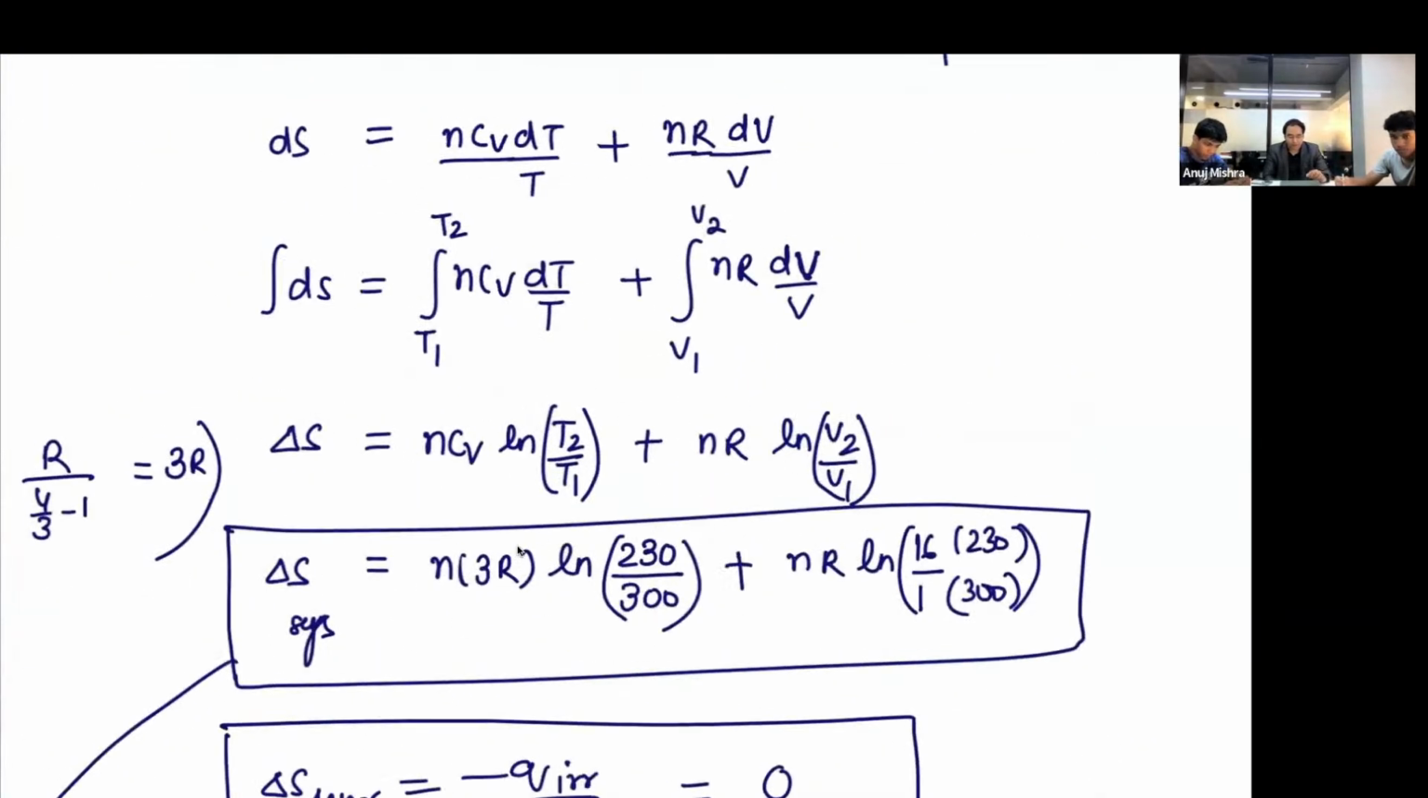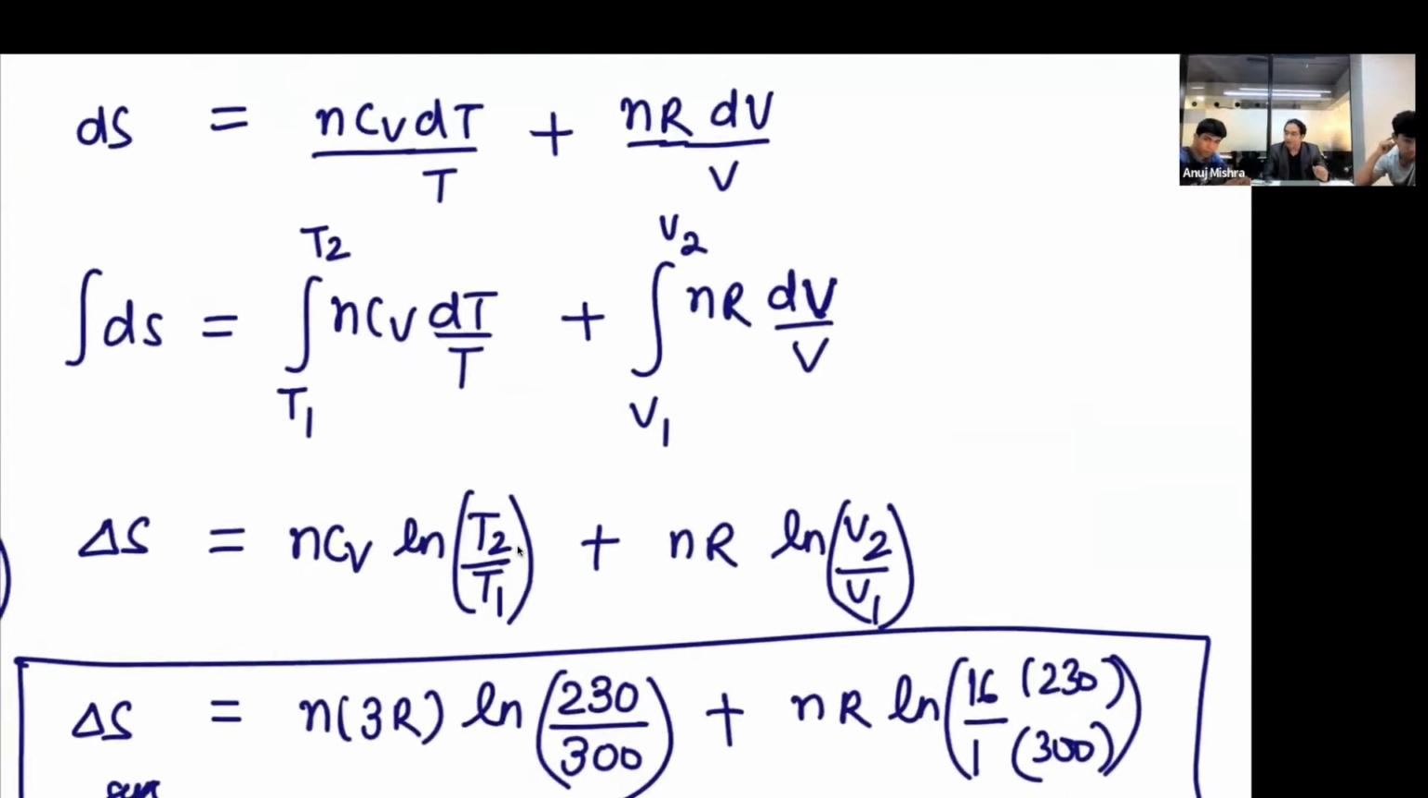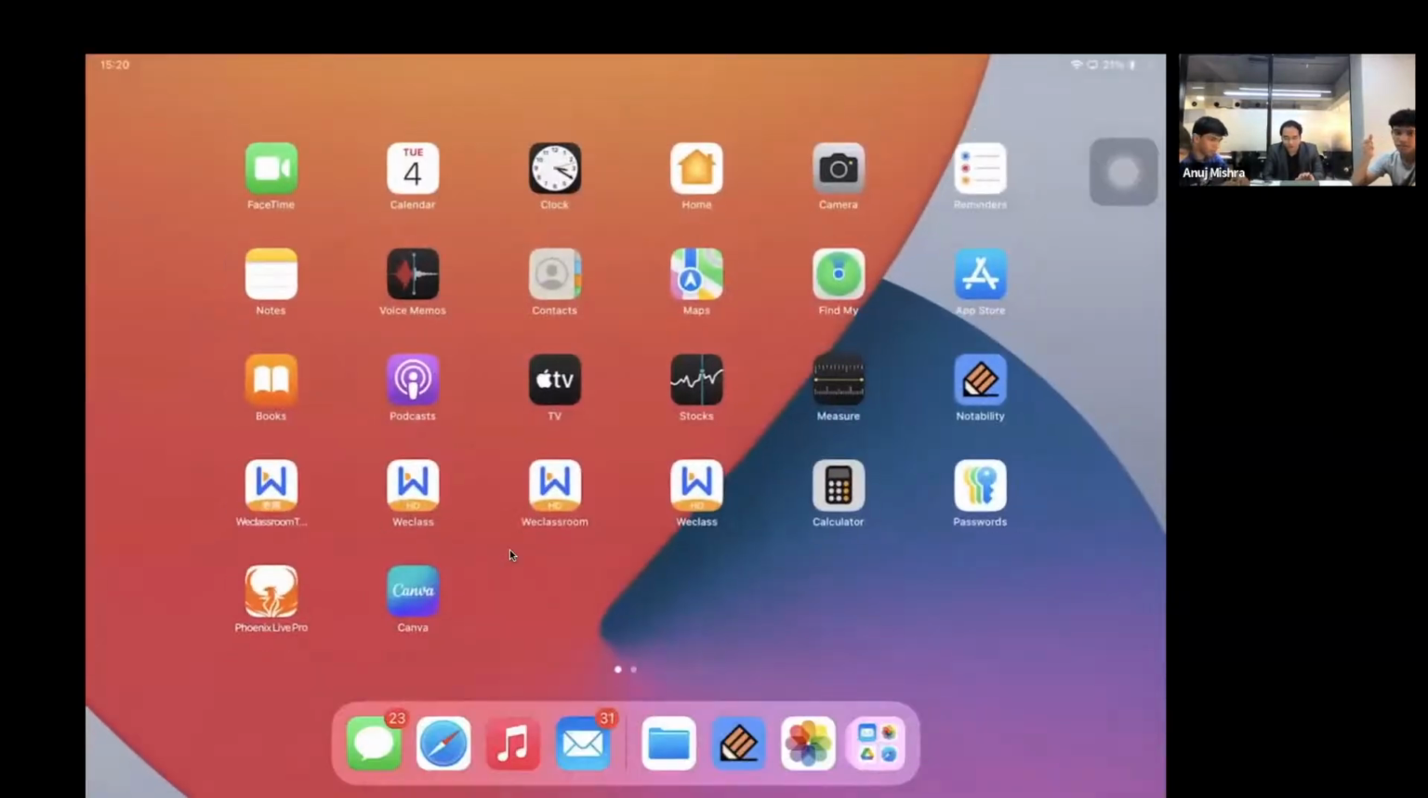This formula. In this formula, what is our T2 and what is our T1? Can we say 230 and 300? Check कर लीजिए. 230 and 300 values note करो. Values put करो वहाँ पे.